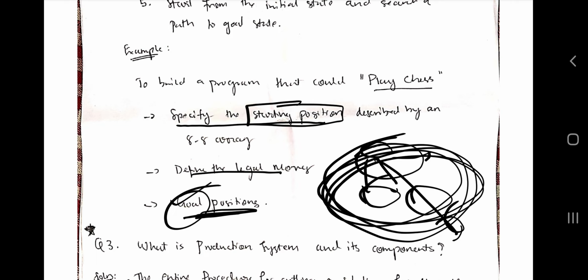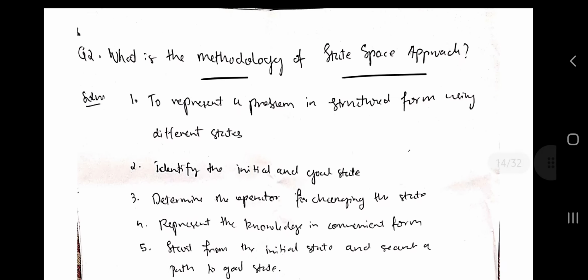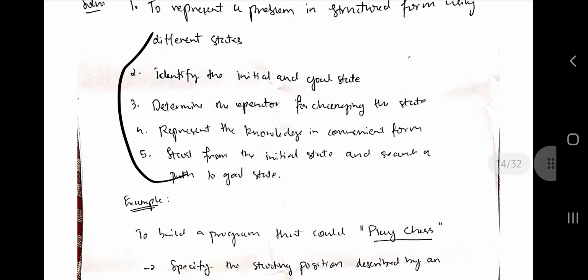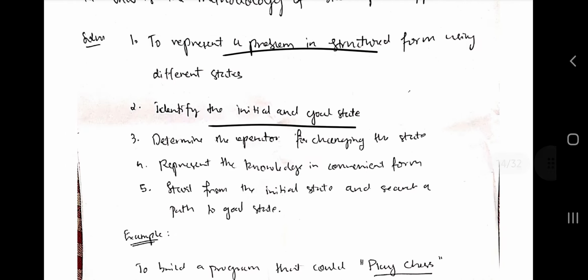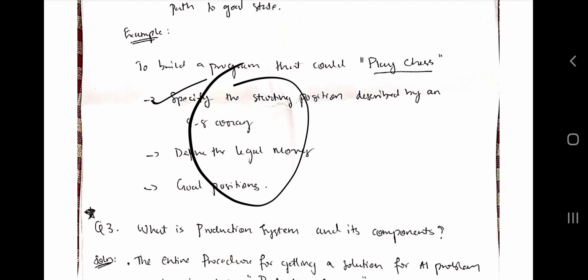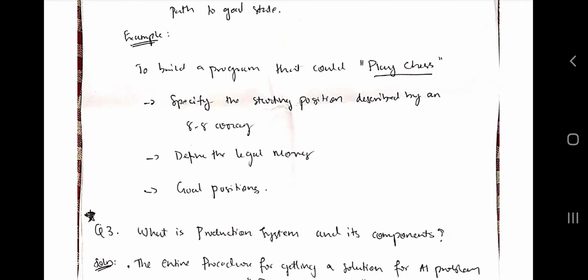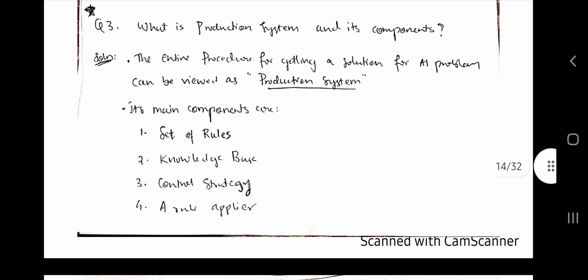So I have to define what is the goal state. What state if I reach, I'll reach the goal. That you have to define. Fine. So that's what you have to write. What if they ask you about the methodology of the state space approach? First, you have to write what is the 5-step process. Very simple. Represent a problem. Identify the initial and goal states and use the operator to change the state. After changing the state, reach the final position after searching for the best position. Then you can give an example as well, like the chess. Specify the starting and ending position, define legal moves and define the goal positions, and then try to win the game. Fine. Because in AI, it's not just about playing the game, it's about winning the game. To train the computer to win the game.